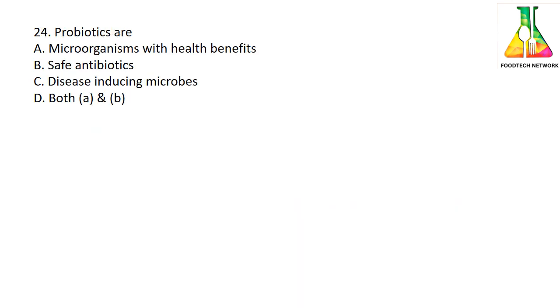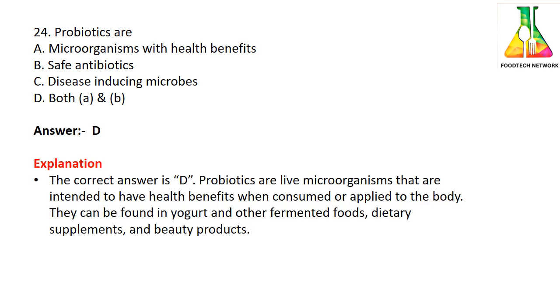4. Probiotics are option A, microorganisms with health benefit, option B, safe antibiotics, option C, disease causing microbes, and option D, both A and B. So the right answer is option D, that is option A and B. Probiotics are live microorganisms that are intended to have health benefits when consumed or applied to the body. They can be found in yogurt and other fermented foods, dietary supplements and beauty products.